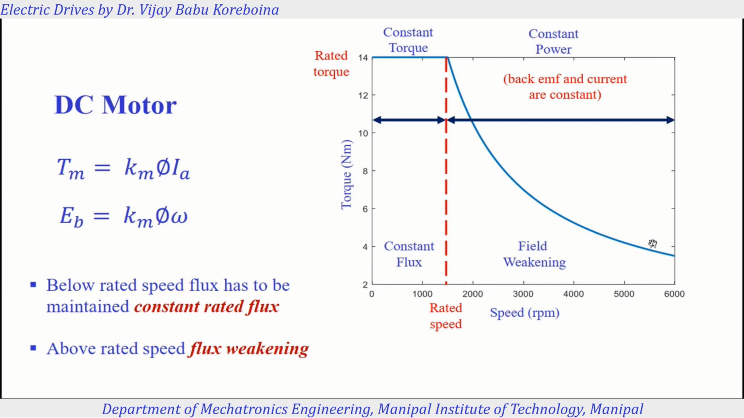I hope we keep this picture clearly in mind for the further discussions. So below the rated speed, it should be maintained at constant rated flux, and above the rated speed we need to go with field weakening or flux weakening. Right?